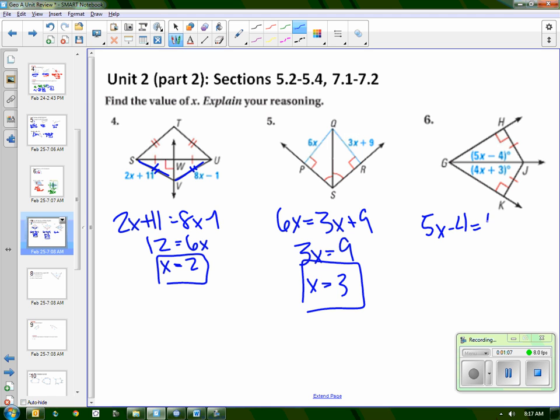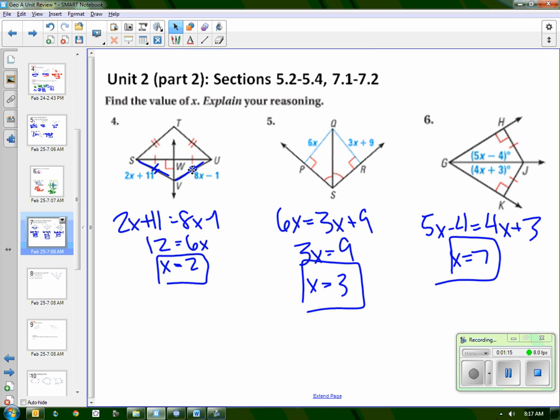5x minus 4 equals 4x plus 3. I'd subtract 4x and get 1x. Add 4 and get 7. That's it for my bisectors.